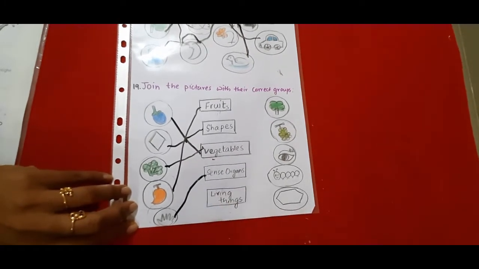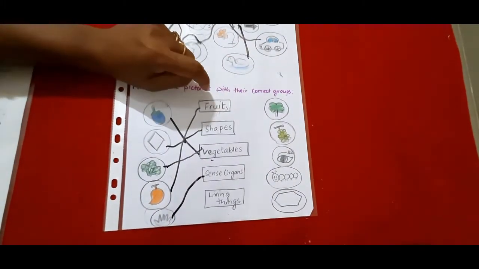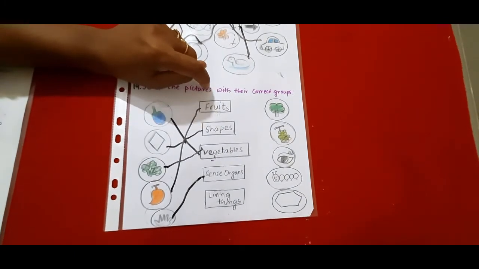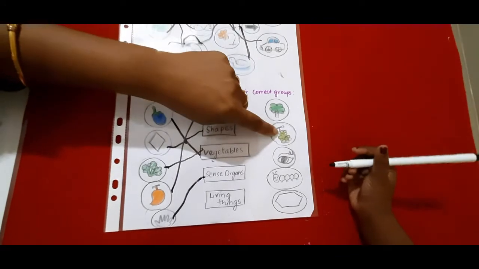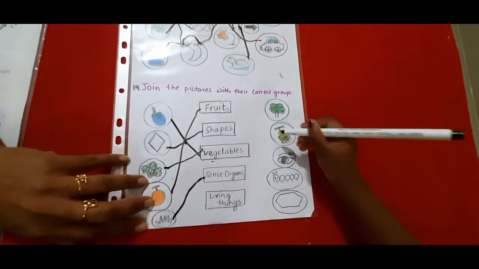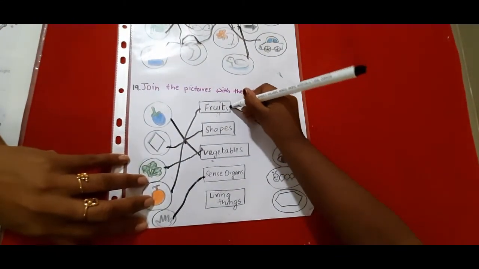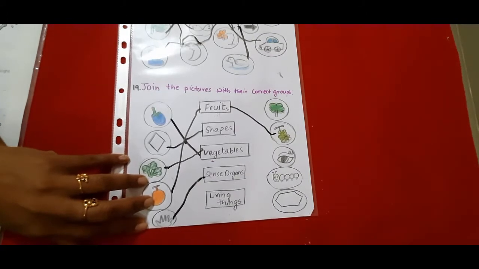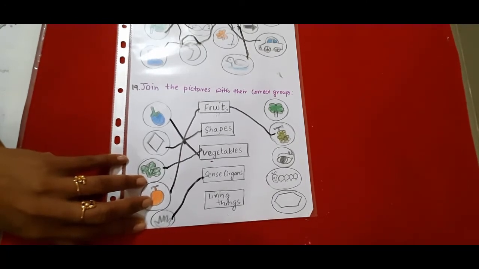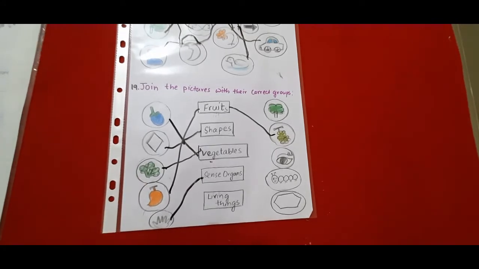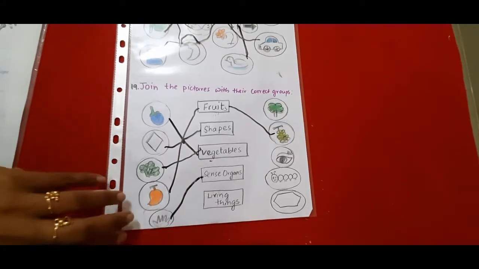We can do that. Next, this tree. Tree is what? Fruit, vegetable, shape, sense organ, living thing? This is not fruit. Okay, join. The tree is what? Sense organ or living thing? Tree is not a sense organ. Tree is a living thing. Yes, please join it. This is the living thing. Join.